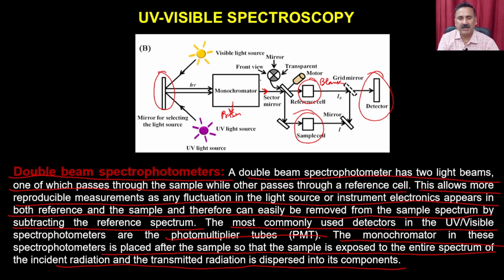And that's why if there is any fluctuation in the intensity of these bulbs, it will be reflected in the decrease in intensity of this beam, and ultimately it is also going to be reflected in the intensity of both of these beams, because both of these beams are coming from the single beam, right? And if there is any fluctuation or any kind of modulation in the sample or the reference cell, that also can be mapped. So that's why the errors are reduced when you use the double beam spectrophotometers.